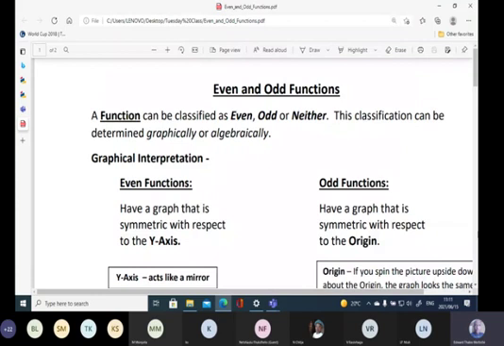Good morning. Today I'm going to present even and odd functions. That will be our first topic. I'll present more than one topic. These are linked topics.